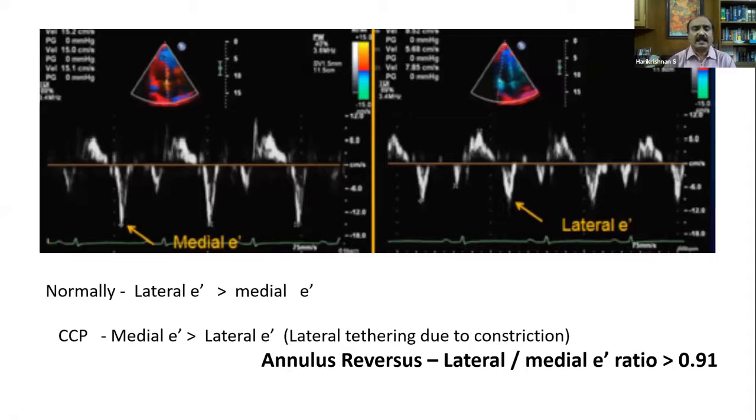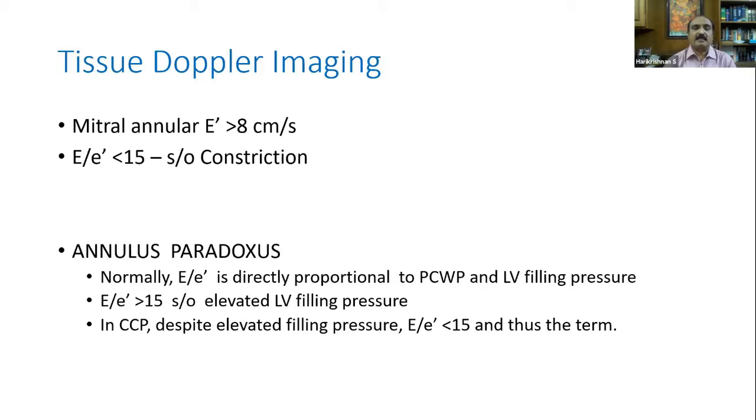Normally, we know that the lateral E prime is more than medial E prime. But in constriction, the medial E prime is more than the lateral E prime because the lateral annulus is tethered due to the pathology of constriction. This is called annulus reversus. The lateral by medial E prime more than 0.91. Then the tissue Doppler imaging, the mitral annular E prime is more than 8 because the myocardium is normal. E by E prime less than 15 is suggestive of constriction.